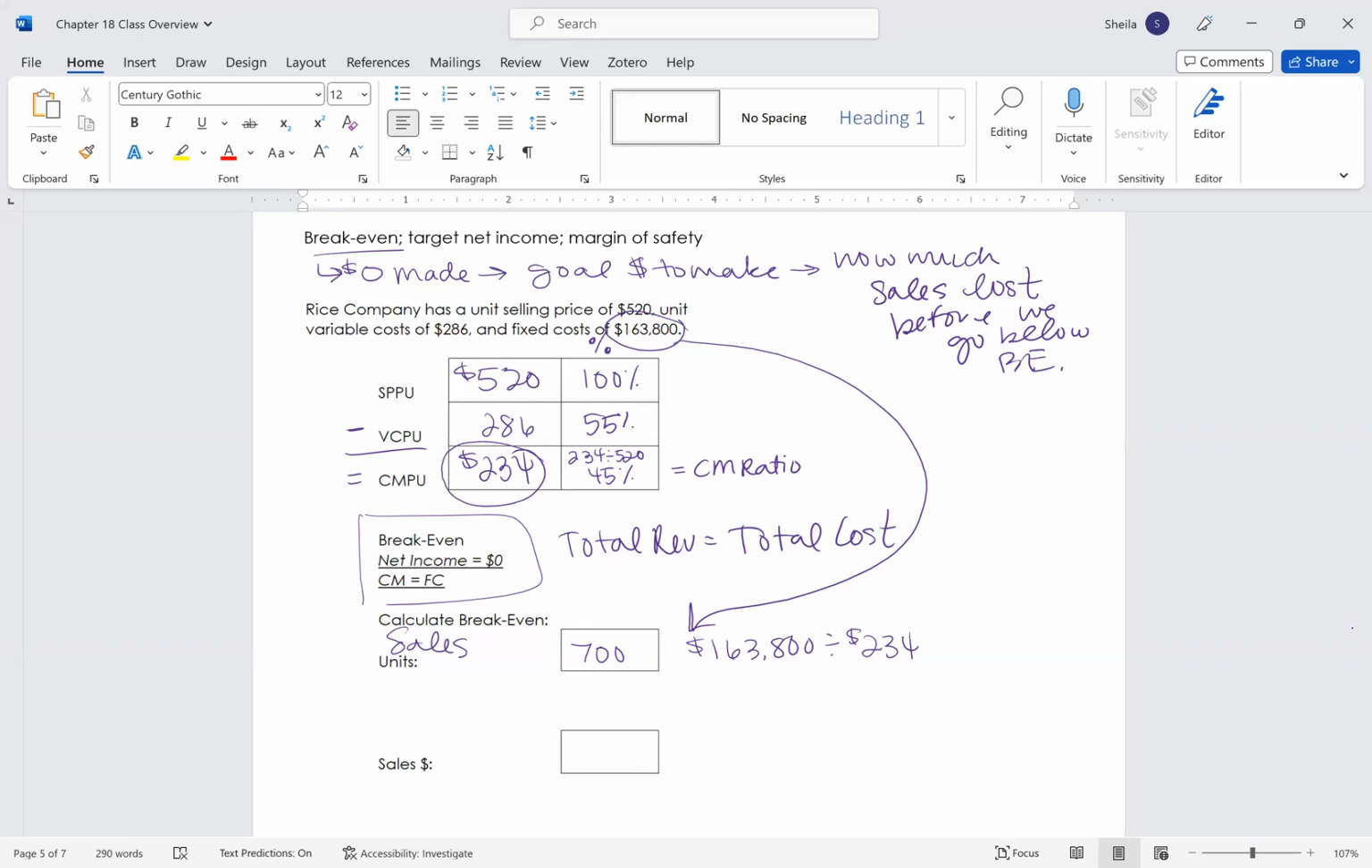Okay. Well, how do I convert that to sales dollars? Well, first of all, we know that our selling price per unit was $520. So if I take 700 times 520, that's 364,000 of break-even sales. But I want to show you a little trick or a shortcut. What if we don't have all of that? All we need is our contribution margin ratio. So 163,800 divided by 45% or 0.45 will also give us 364,000.